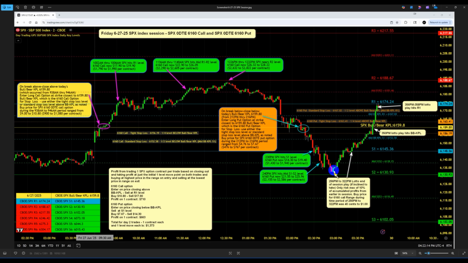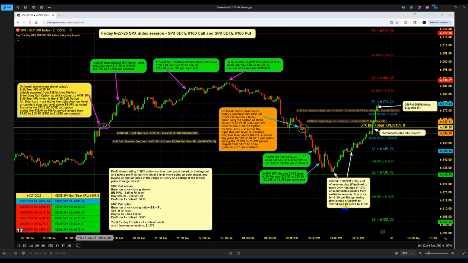from 2:56 p.m. to 3:22 p.m. you could have done a lotto play of a move back up to the bull bear key price level. So that would have been a 6160 call again, and as we'll see on the Thinkorswim charts, the buy price for the 6160 call range during the time period of 2:56 to 3:22 from here to here was 40 cents to $1.